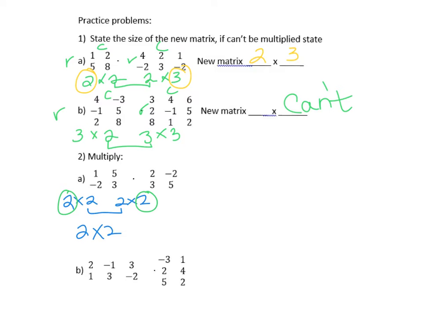All right, so when I do this, I'm going to multiply this row by this column. I'm going to start with this times this, and then I'm going to switch and do this times this, and then I'm going to add them. Okay, so 1 times 2 is 2, and then plus 5 times 3 is 15.